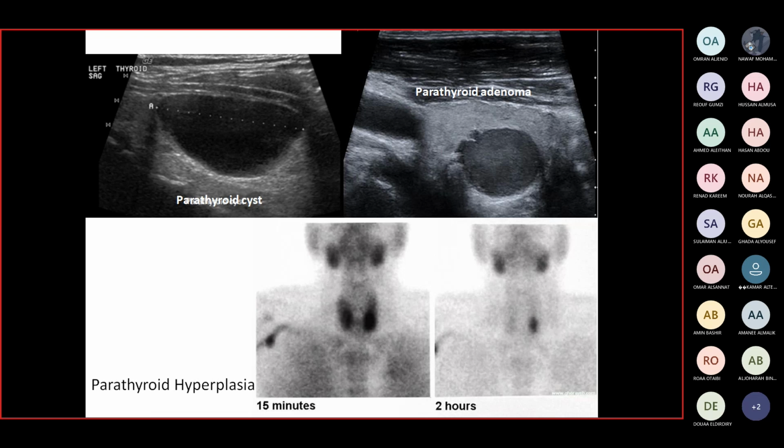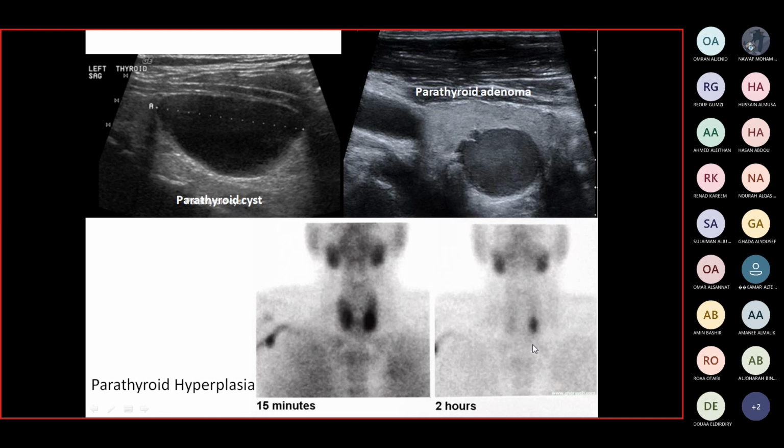scintigraphy at 2 hours. You can see there is still a hot nodule or increased uptake. Because after 2 hours this is supposed to be normal, right? This is normal, but on the left side the radiopharmaceutical or radioisotope is still seen. This is a parathyroid hyperplasia. This is a parathyroid hyperplasia.